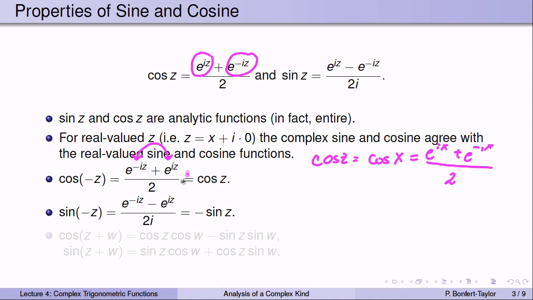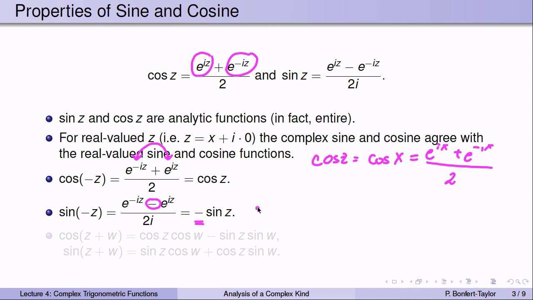Sine of minus z is e to the minus iz — I'm just plugging in a minus z for z up here — so e to the minus iz minus e to the iz over 2i. I can't just interchange these two terms because of this negative sign. So if I do interchange these two terms, I get an additional negative sign. So sine of minus z is minus sine of z.